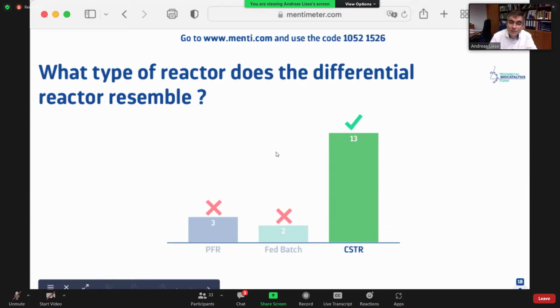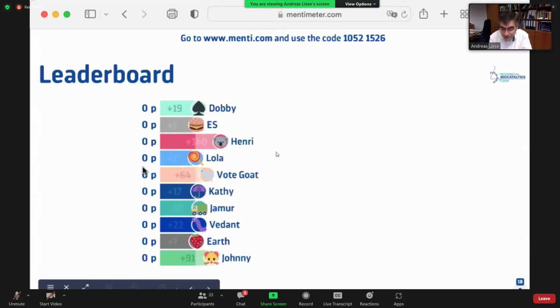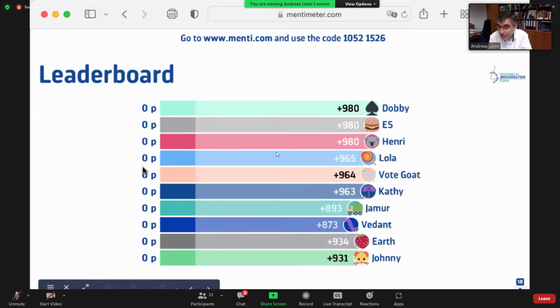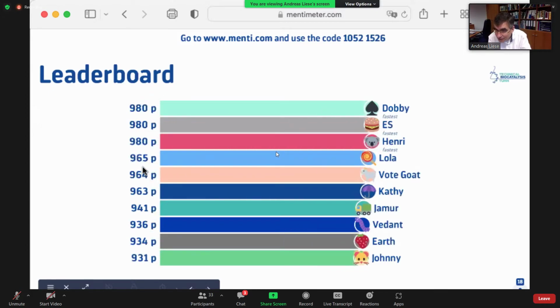The circulation reactor, if you have larger than, sorry, I have to switch back. If you have a circulation reactor, that's a differential reactor, and you have a circulation rate larger than 20 times the residence time flux, then you're in the CCR profile. Okay, so let's take a look at the leaderboard, and more questions to come soon. And so now the leaders are Dobby, S, Henry, Lola, VoteGoat, Katie, Jimbo, etc. Okay, going back to our lecture.